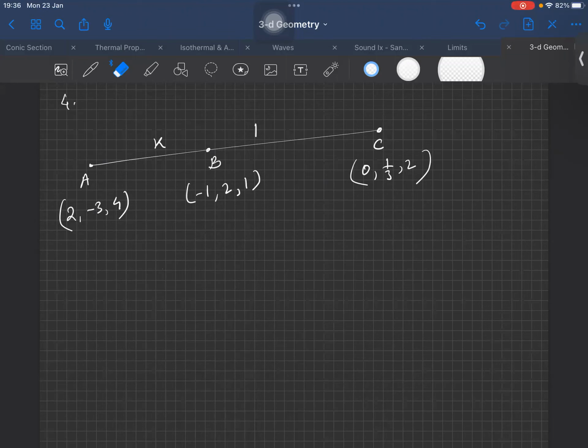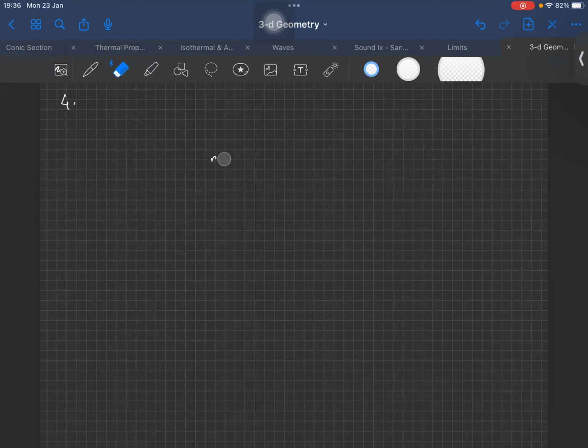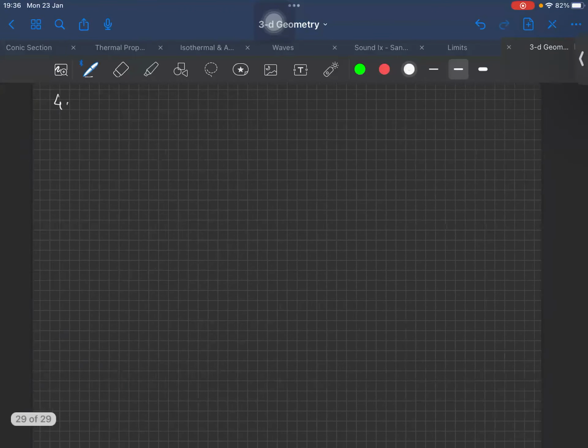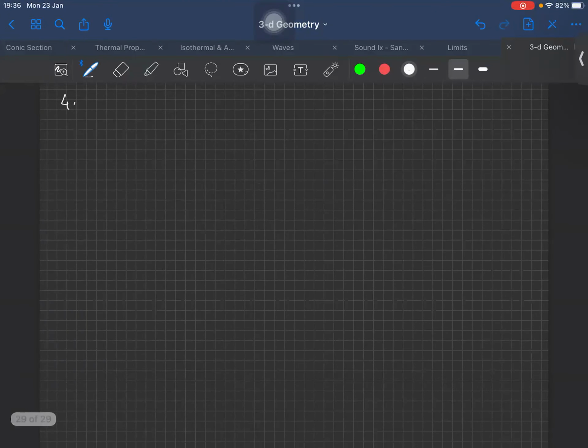See, we don't know which ratio it is dividing, right? We don't know that. Okay, we don't know this. So it's just given that there are 3 points, and we have to prove that these 3 points are collinear. Okay, so we have to prove that it lies on the same line.